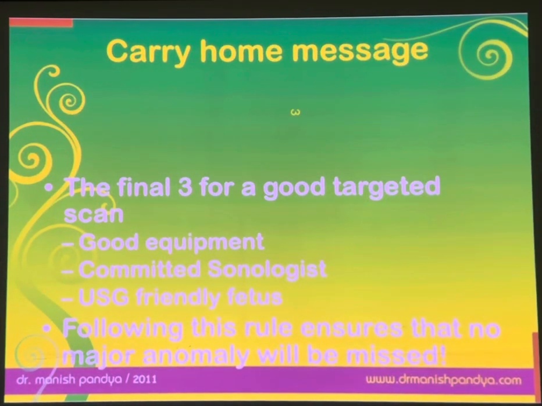So in the carry home message, the final three things. Again a step of three. How are we able to give a good targeted scan? For that we require good equipment, committed sonologists and USG friendly fetuses. What I mean to say by USG friendly fetuses?